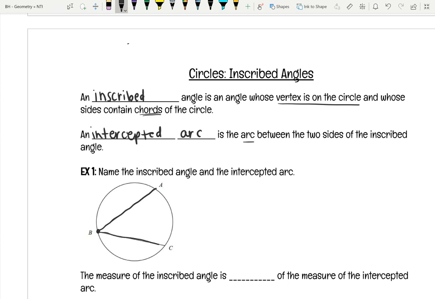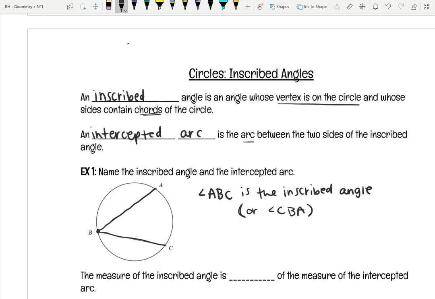Remember how to name an angle. Use those 3 letters. B does have to be in the middle. Okay, so angle ABC is the inscribed angle. You could also go the other way and say angle CBA. And that's just how to name them, guys.